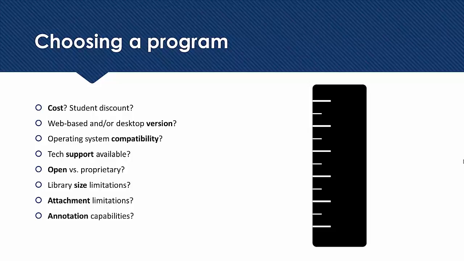Many of these programs exist in web-based or cloud and desktop versions. You'll want to think about where you'll be working with your citation library most often and choose a tool that will allow you to work in the location of your choice. You also want to make sure, of course, that the program you choose is compatible with your operating system, if there is tech support available, and whether these tools are open or proprietary. For example, Zotero is an open source program, whereas Mendeley and EndNote are proprietary programs.